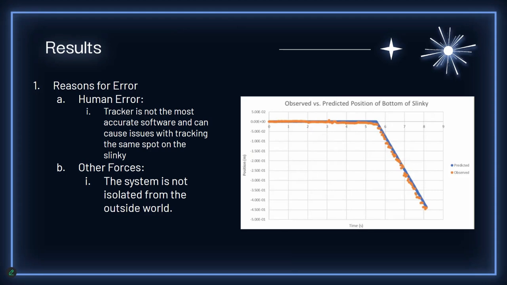The other reason for error could just be other forces, because in real life, the system was not isolated from the outside world. In fact, they did it outside. But in the GlowScript, it was isolated. So those are some reasons for error.